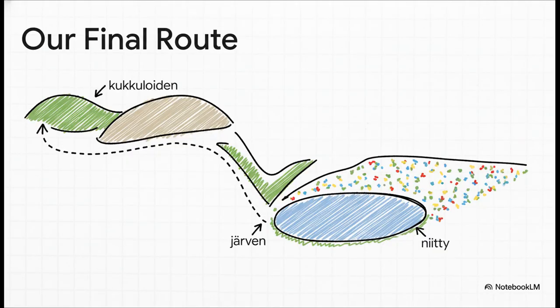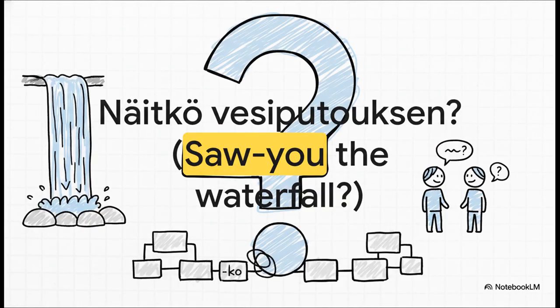So where are we all going? Mennään, let's go. Our final route is going to take us through the hills, the kukkuloiden, and past the lake, järven. As you can see, we might even spot a niitty, a meadow. With just a few words, we're building an entire scene. And as we're walking, we spot a vesiputous, a waterfall.